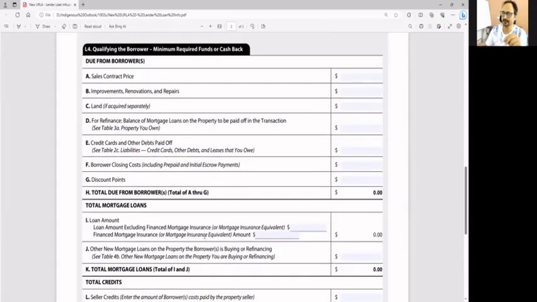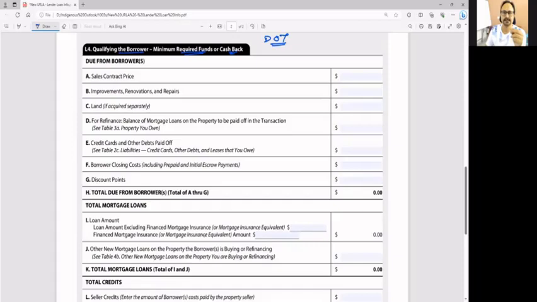Qualifying borrower, minimum required funds or cash back. Same thing. Required funds means the borrower is bringing something to close the loan, or the borrower will get cash back. This is called detail of transaction, DOT. Right? They have changed the name to qualifying the borrower minimum, but it is also known as detail of transaction. What are the transaction details? All this information will appear as it is on the CD as well, right?